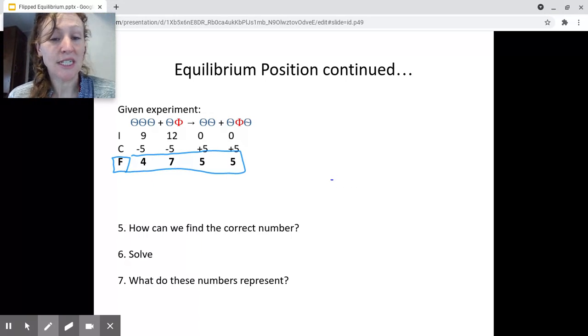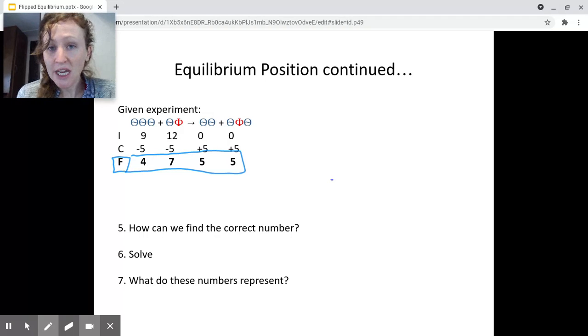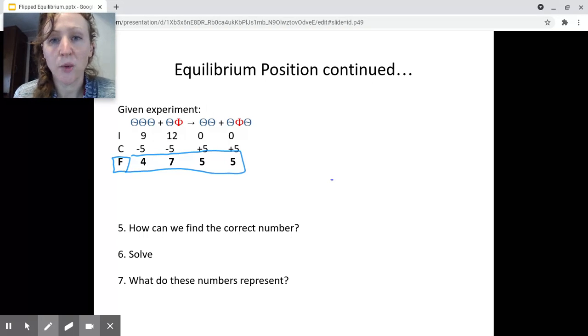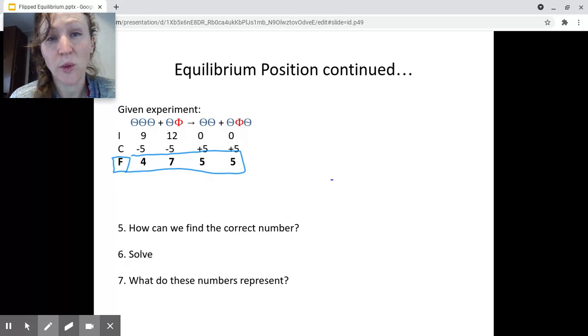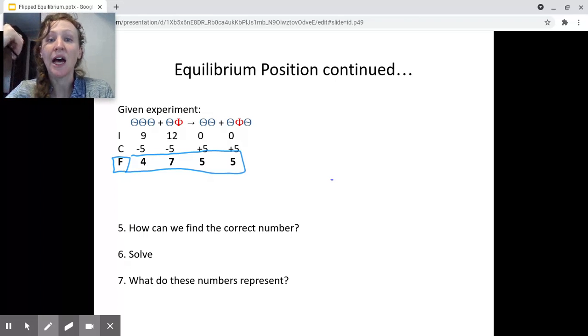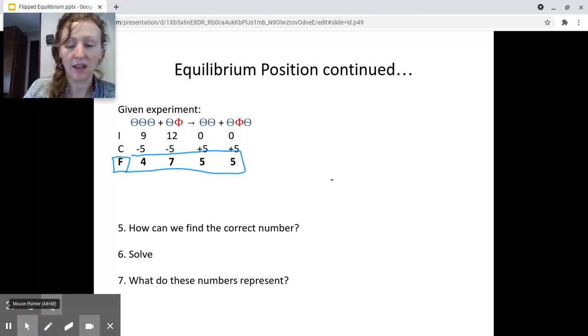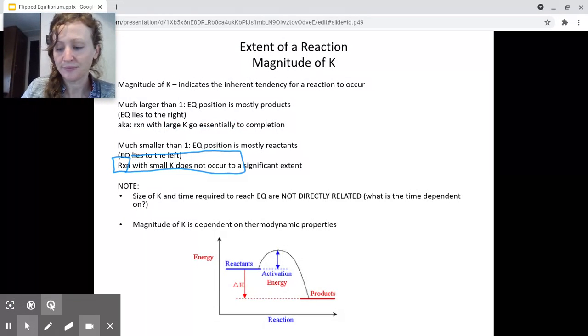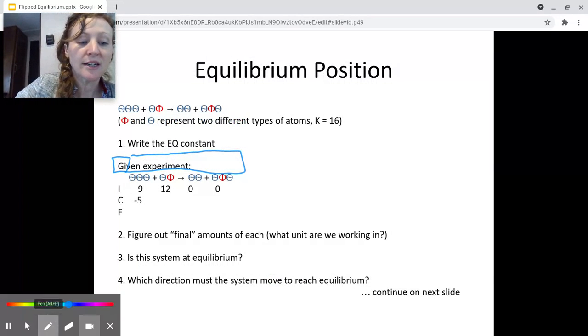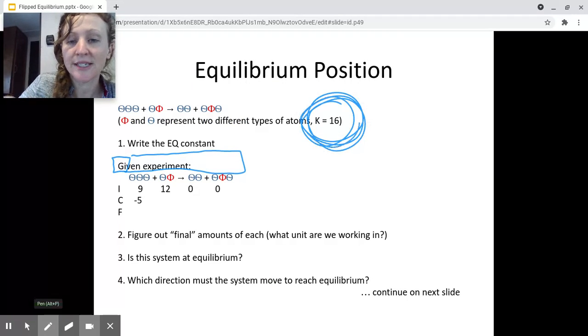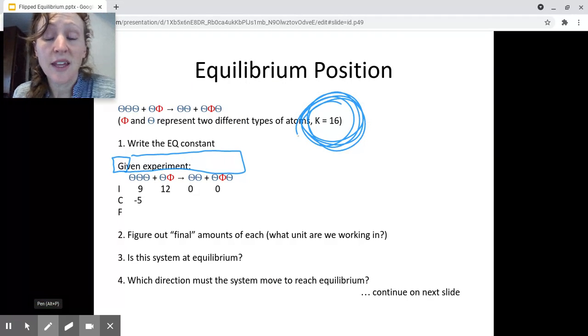Now, the question is, how do we get to equilibrium from here? Since we just used a random amount of change, we don't know if we're at equilibrium or not. That's one of the things we have to figure out, okay? So the only piece of information they've given us on equilibrium is our K. If we go back a slide, you'll see here that they tell us that our K is equal to 16. That's the only piece of information they've given us that tells us anything about where equilibrium is.